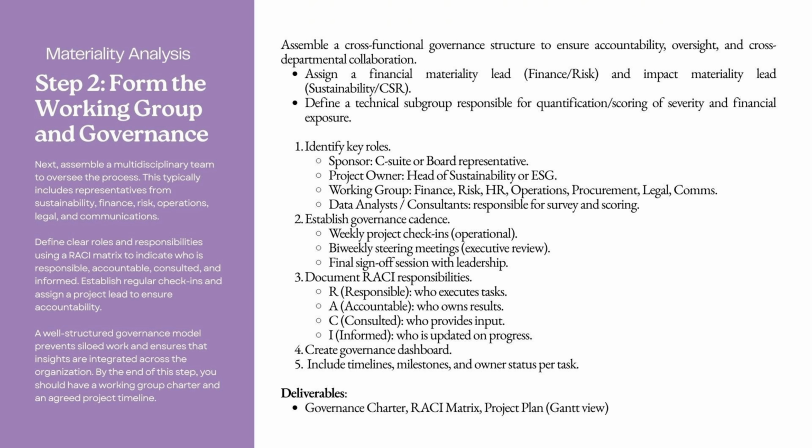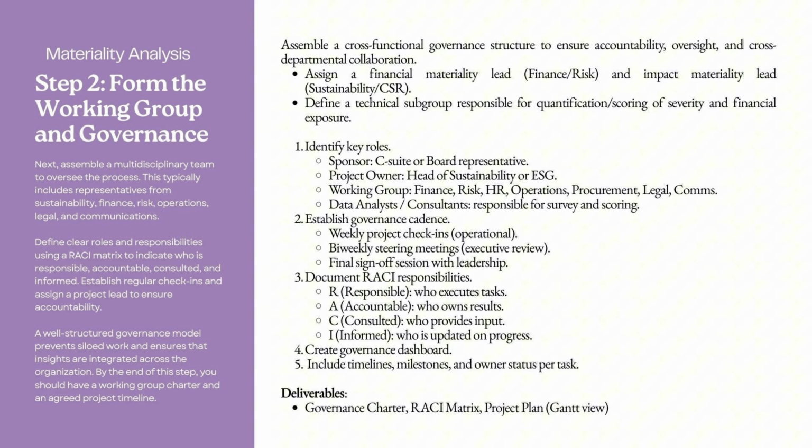Informed roles receive updates on progress. The outcome of this step is a formal governance structure, including a governance charter, RAICI matrix, and project plan with timelines and milestones. Finally, there is step 3, which is map stakeholders with governance in place.